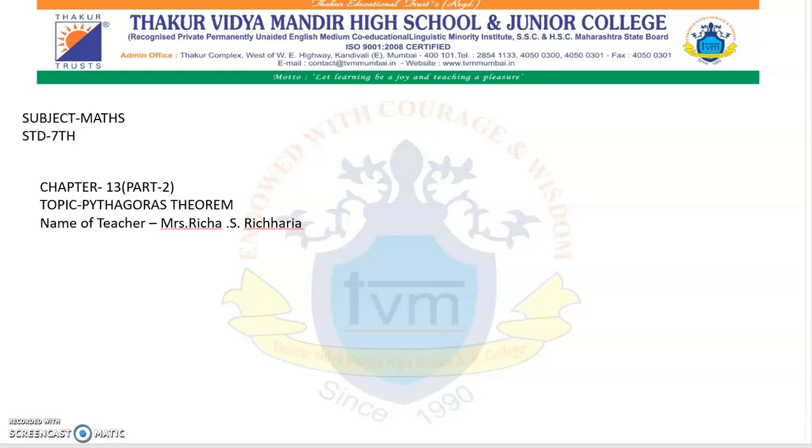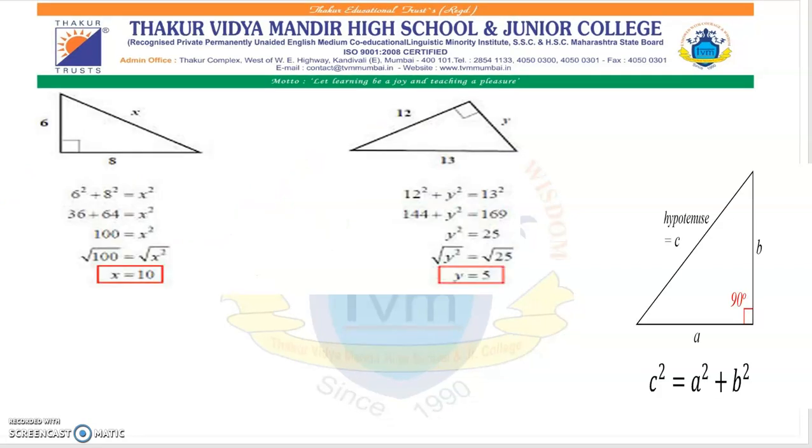Subject Maths, Standard 7, Chapter 13, Part 2, Topic Pythagoras Theorem. Children, we have studied in our previous slides in Part 1, hypotenuse square is equal to sum of the square of other two sides. Means h square equal to base square plus perpendicular square. Here hypotenuse is C, base is A and perpendicular is B. So this is our Pythagoras theorem.